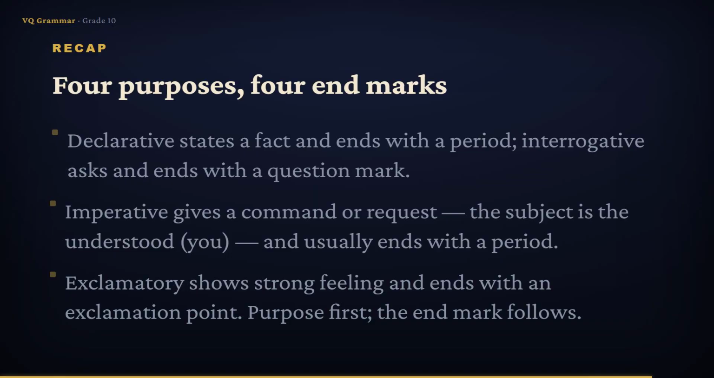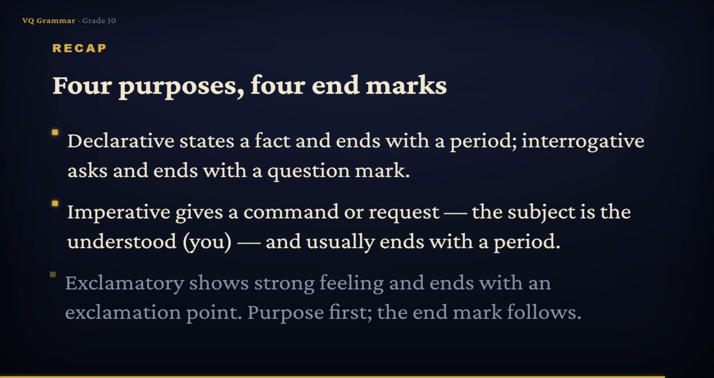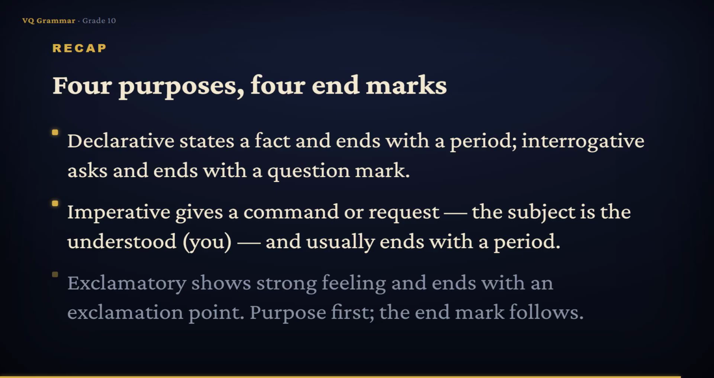Let's gather it all up. A declarative sentence makes a statement and ends with a period, and an interrogative sentence asks a question and ends with a question mark. An imperative sentence gives a command or a request. Its subject is the understood you, and it usually ends with a period, or an exclamation point when the command is forceful. And an exclamatory sentence expresses strong feeling, so it ends with an exclamation point.